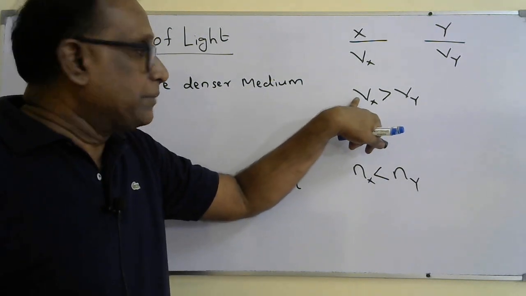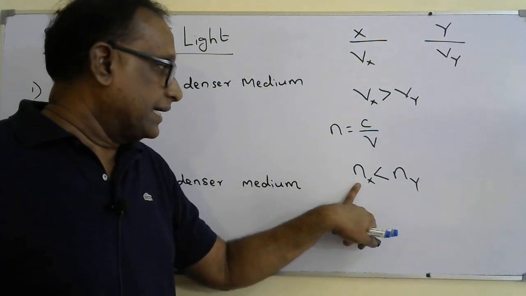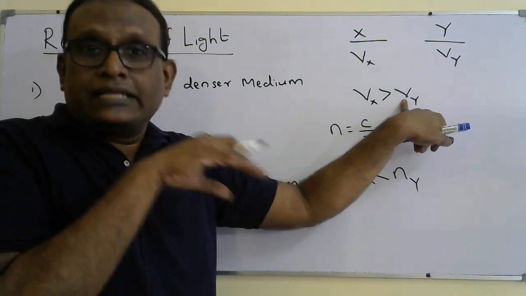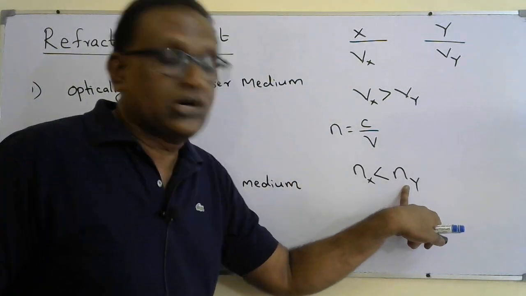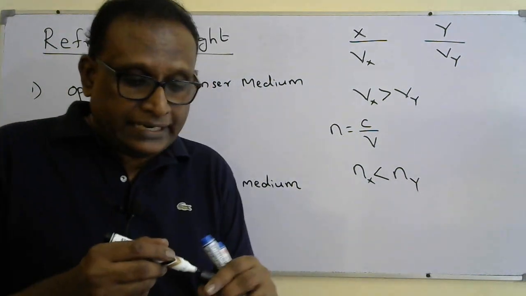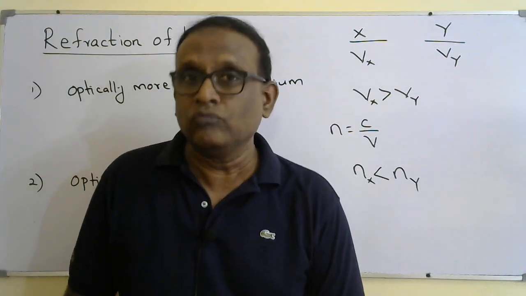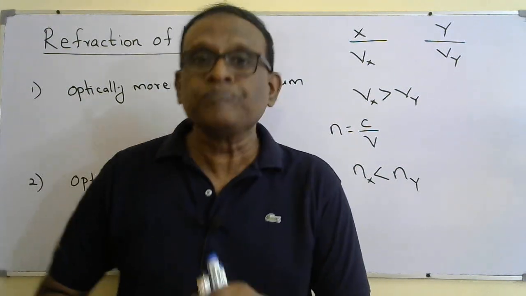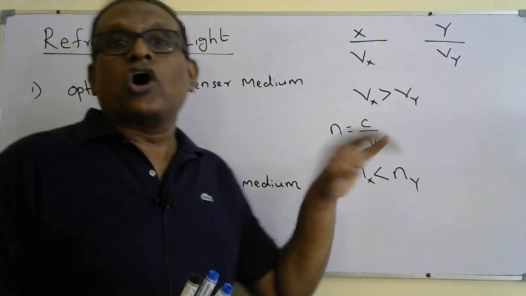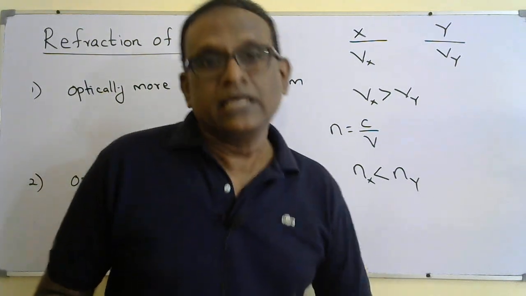Optically less denser medium means the speed is more, and that will have smaller refractive index, and optically more denser medium has smaller speed of light, and that will have greater or larger refractive index. So generally I can say a medium with higher refractive index is optically more denser medium, where the speed of light is lower. A medium that has smaller refractive index is optically less denser medium, in which the speed of light is higher. Remember that.